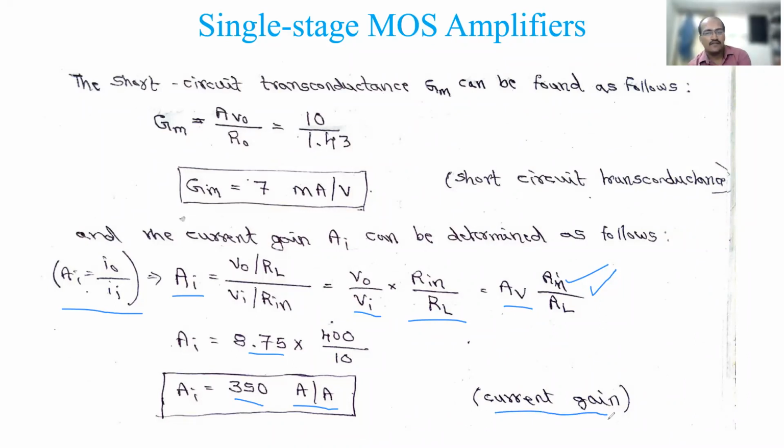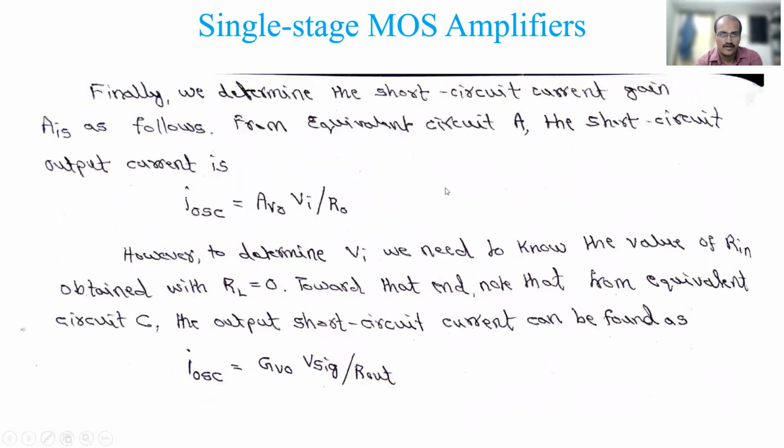Now what we have left out is the short circuit current gain, which we have to calculate. Short circuit current gain means AIS. Only that part we have left out, that we calculate now. So finally we determine the short circuit current gain AIS as follows. This requires a little concept and derivation. We use the equivalent circuit also. So direct relation, nothing is there to calculate. If you go through all the relationships you have written down in the notes, you can see.